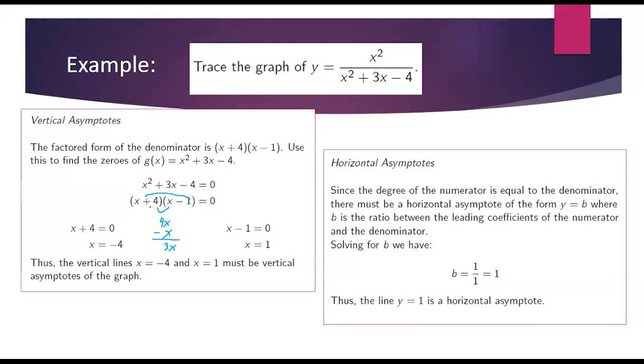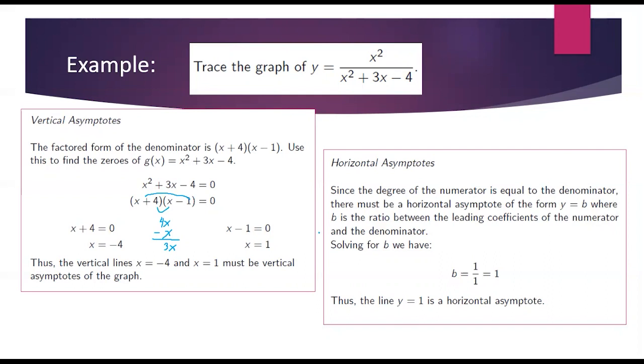And then you equate each factor to 0. So I have x plus 4 equal to 0, and hence x is equal to negative 4. And then the other one, equating x minus 1 to 0, you have x is equal to 1. In this case, we have vertical lines: x is equal to negative 4, and the other one, x is equal to 1. So these must be the vertical asymptotes of the graph of this particular rational function.